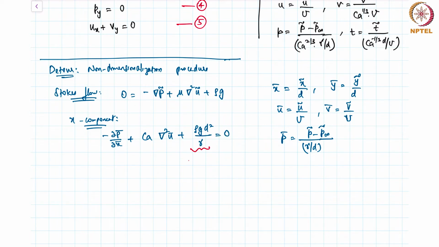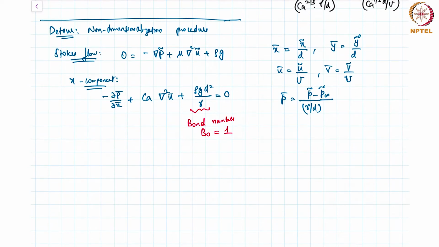This number can be called the Bond number, often written as Bo, and we'll set it to be 1 without any loss of generality. That means I'm choosing a thin film of thickness D such that this quantity rho g D square by gamma is 1, where rho and gamma are material properties. G is something we can't change, since it's fixed by the planet you're working on, and D is the parameter that you can choose. Therefore, I can always choose this parameter to be 1.